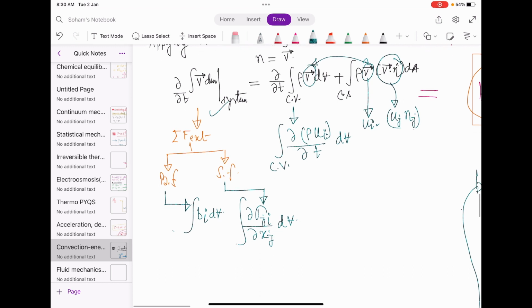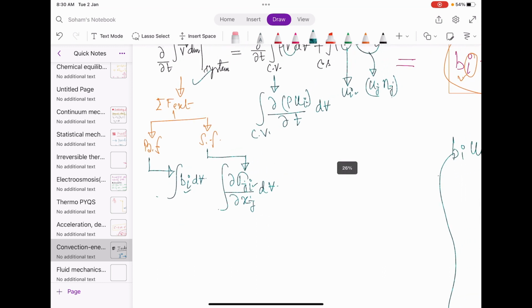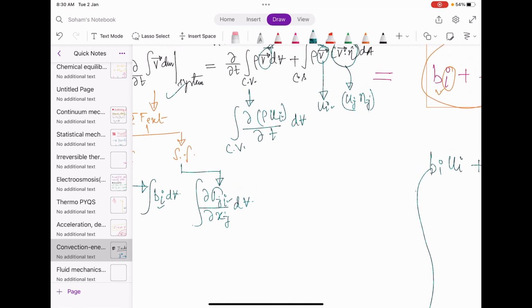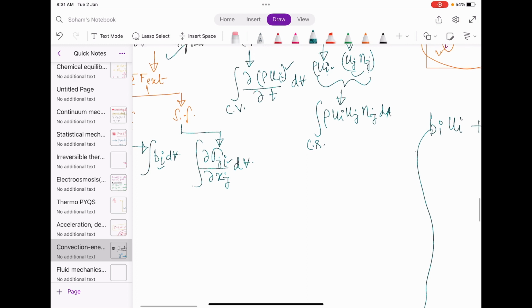So in this term also I have only this i as a free index, right? So in every term of the RHS also I must have this i as a free index. So here i as a free index and here j as a repeated index and i as a free index. And rho is there, so this term in total will be rho u_i u_j eta_j dA, right? Integral over the control surface. Okay.